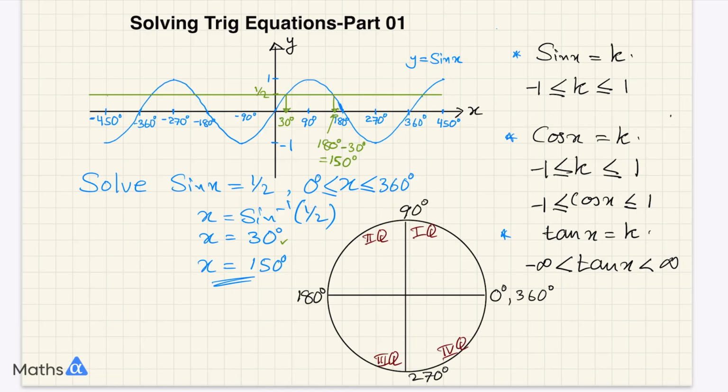So here we have the CAST diagram. This is the first quadrant, second quadrant, third quadrant, fourth quadrant, right? We're going to use this diagram to find the solution to this trig equation, sin x equals half. The first step, as we did here, is to use the calculator to find the first angle. That first angle we call the principal angle. So this angle we call the principal angle.